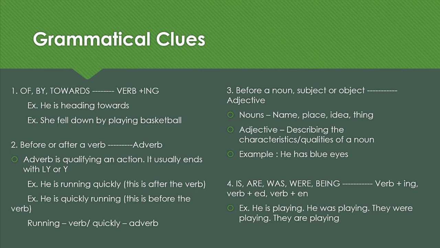And the next clue is if there are words like is, are, was, were, been, and then you see a verb, then the verb can be ending in ing or ed or en depending upon the word that you use. So I have given here an example. He is playing, he was playing, etc. So there can be many other examples.